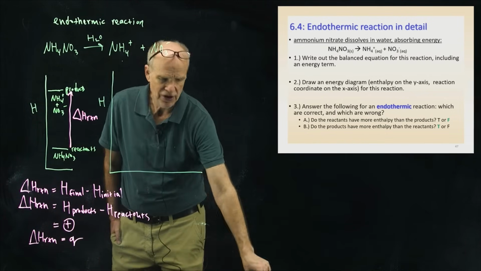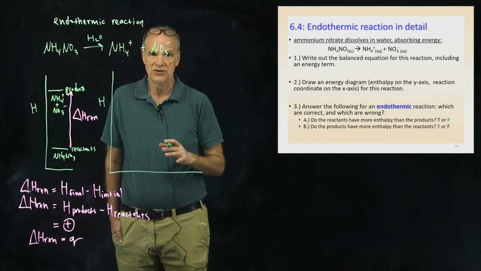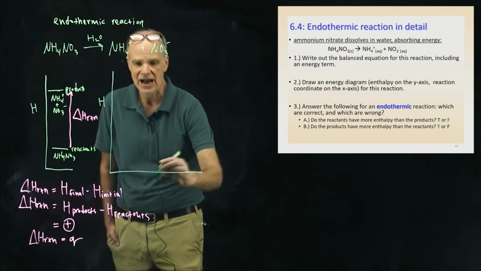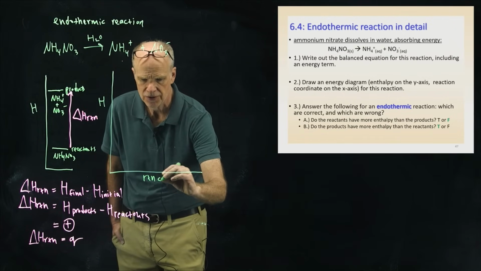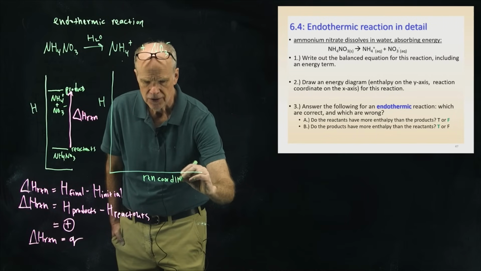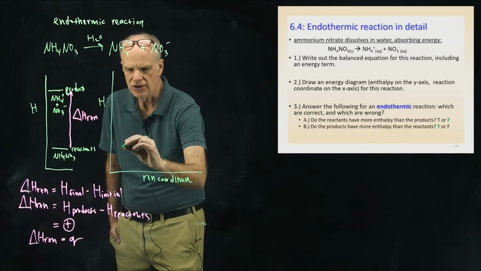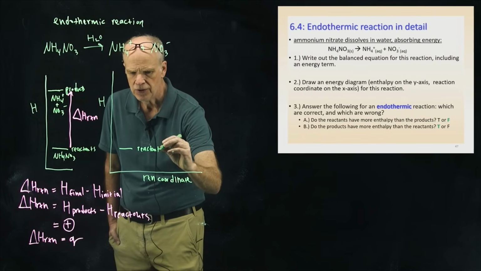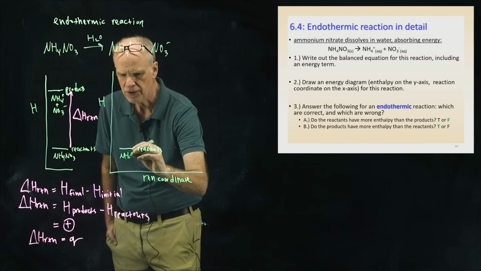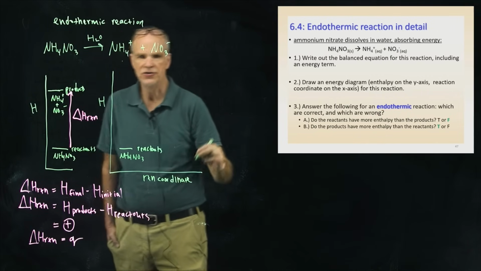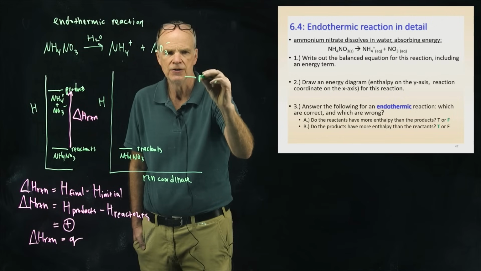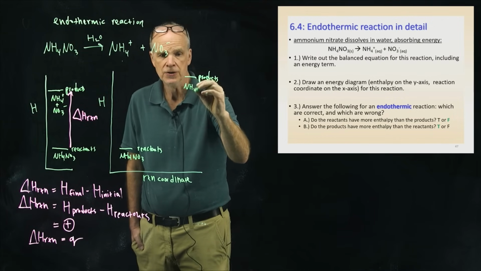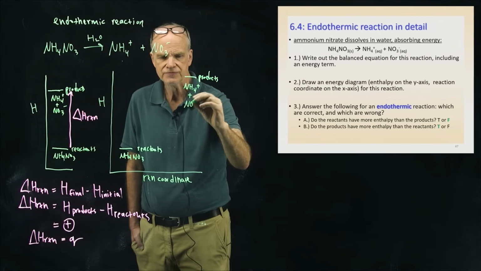Okay, so now let's draw a more detailed picture or diagram of this chemical reaction. And here we have a time axis, which we call the reaction coordinate. So here is the relative energy of the reactants, which is ammonium nitrate. And here is the relative energy of the products, which are the ammonium ions and the nitrate ions.